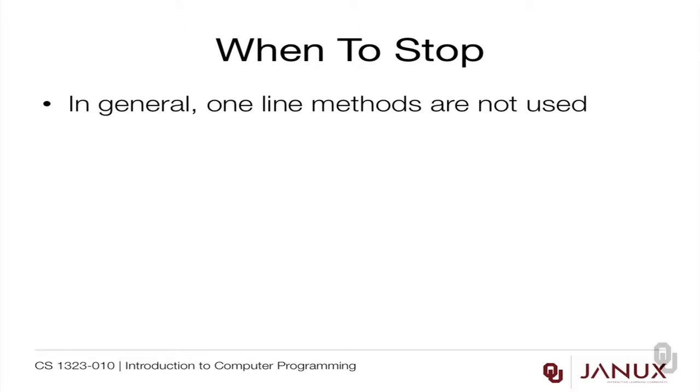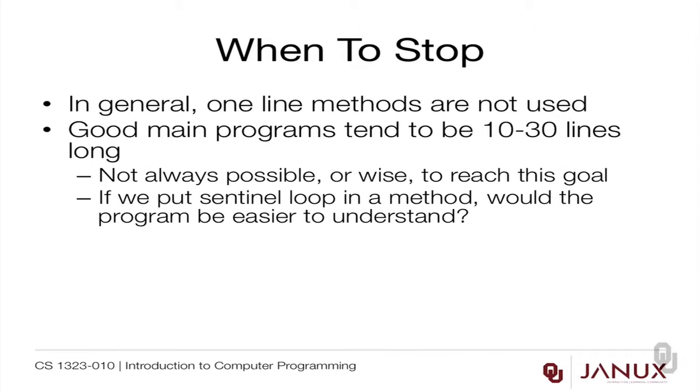How do you know when to stop making methods? Well, in general, one-line methods aren't used. There are some exceptions, and you're even going to see some of these exceptions before too long. In general, good main programs tend to be about 10 to 30 lines long. Now, it's not always possible or wise to reach this goal. For example, in this particular case, we could take our whole sentinel loop and put it into a method, but would that really make our program easier to understand? Basically, then our main program disappears and the other method would get very long. And so that doesn't really make anything any better. So there's no reason to do that.